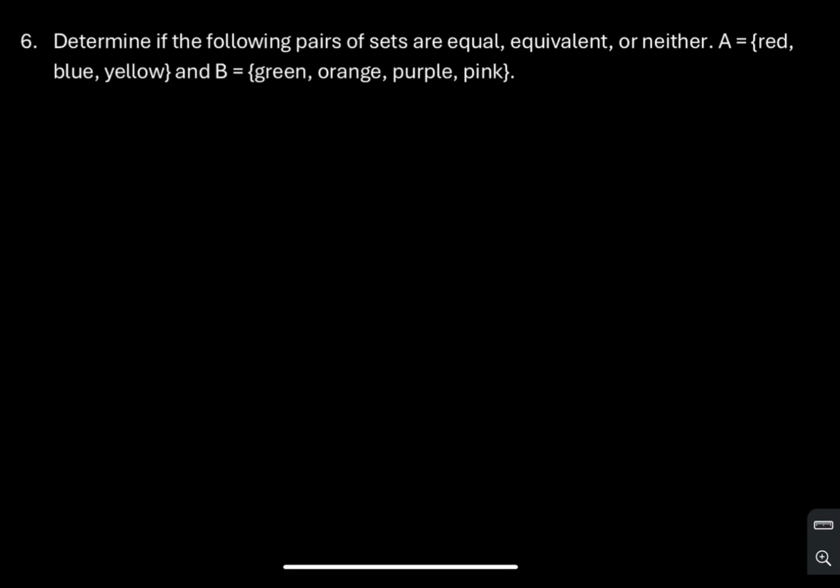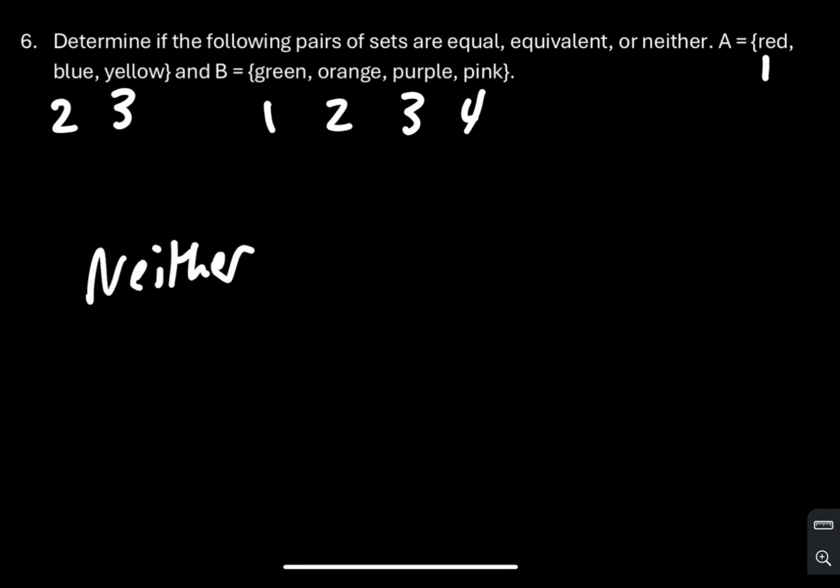So for the sixth problem, it says determine if the following pairs of sets are equal, equivalent, or neither. So we have set A that has the elements red, blue, and yellow, and set B that has green, orange, purple, and pink. So for set A, we have 1, 2, 3 elements in that set, and for set B, we have 1, 2, 3, 4 elements in that set. So set A has 3 elements, and set B has 4 elements. So they don't have the exact same elements, and they don't have the same number of elements. So therefore, these sets are going to be neither equivalent nor equal. So that's going to be your answer.